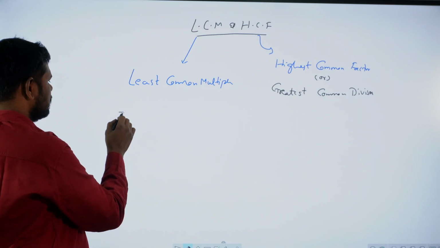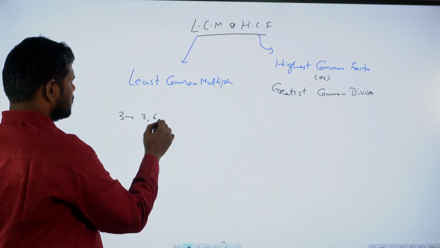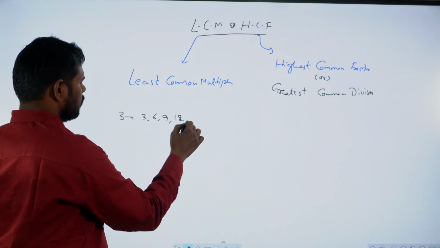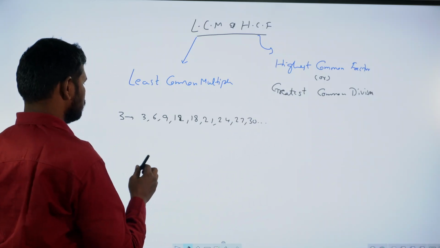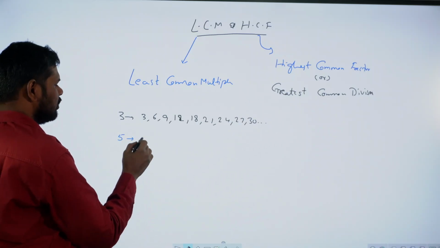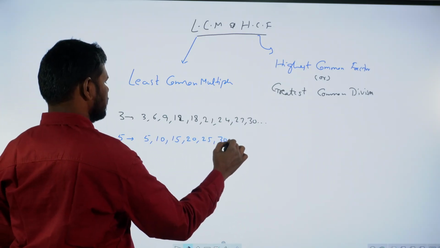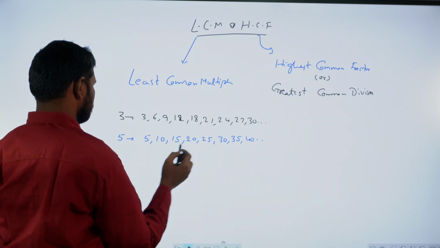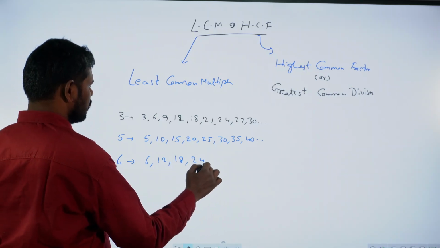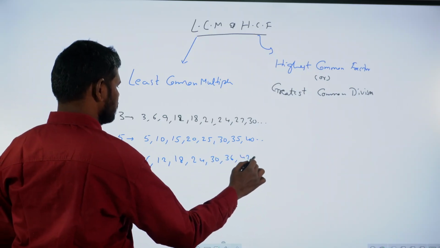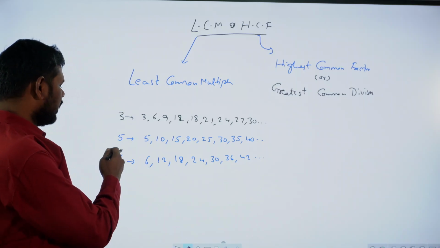Suppose I take the multiples of 3: 3, 6, 9, 12, 18, 21, 24, 27, 30, like these are the multiples. Similarly, the multiples of 5 are 5, 10, 15, 20, 25, 30, 35, 40. The multiples of 6 are 6, 12, 18, 24, 30, 36, 42. Suppose the question is, what is the least common multiple of 3, 5 and 6?